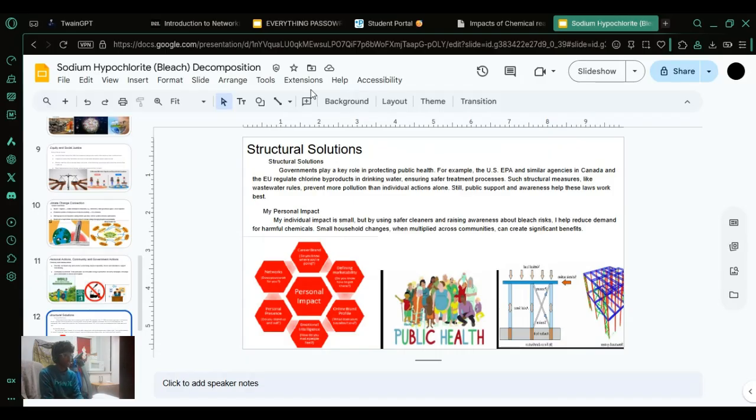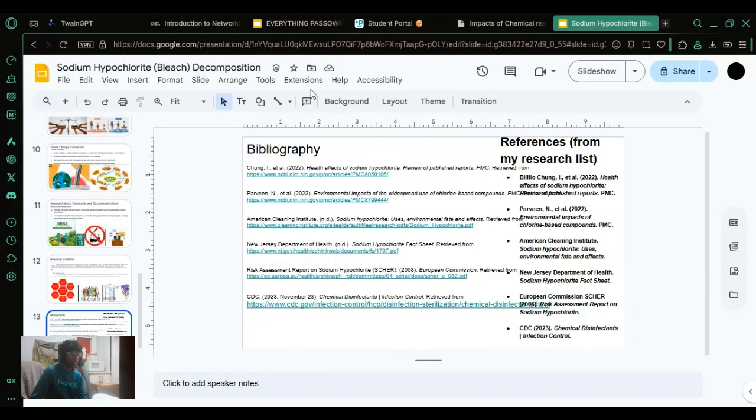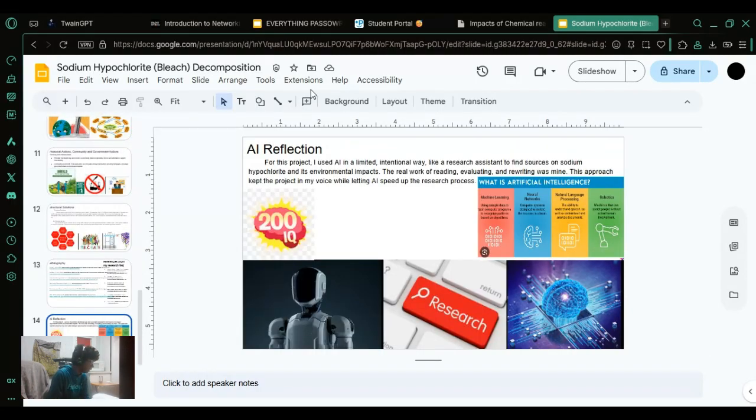For this project, I used AI in a limited, intentional way, like a research assistant to find sources on bleach and its environmental impacts. The real work of reading, evaluating, and rewriting was mine, though. This approach kept the project in my voice while letting AI speed up the research process.